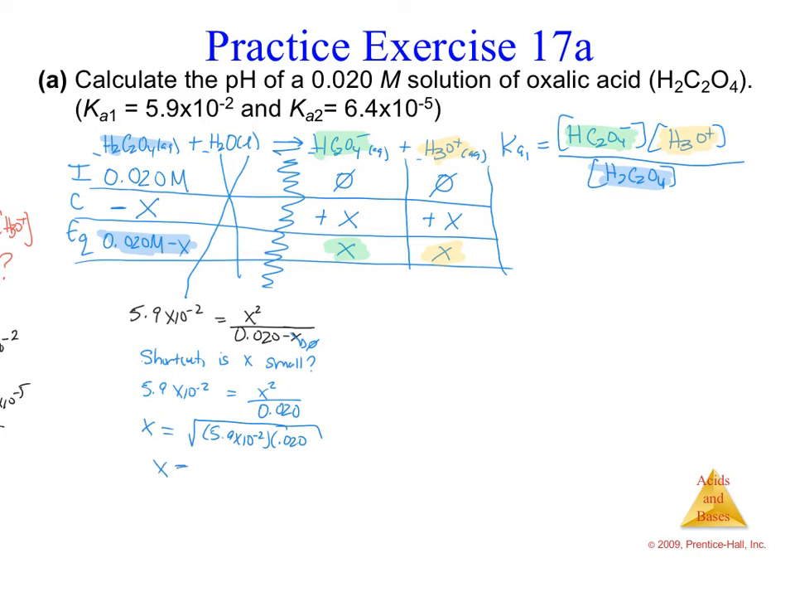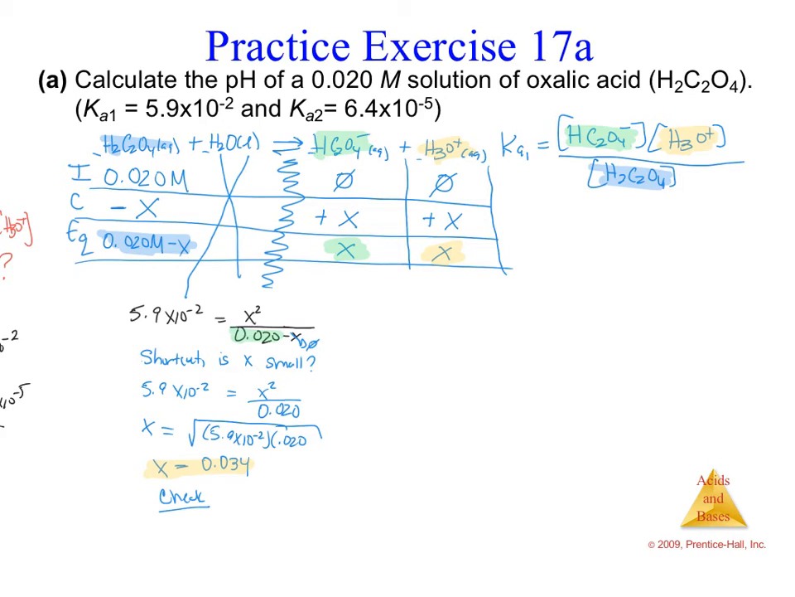So let's go ahead and type that into the calculator, see what we get. So 5.9 second e negative 2 times 0.02, enter. Second function radical, second function answer. And I got x is 0.034. And now we have to check, is x small compared to the number it was being subtracted from? So this is x, and this is the number it was being subtracted from, 0.02. So x is actually larger.